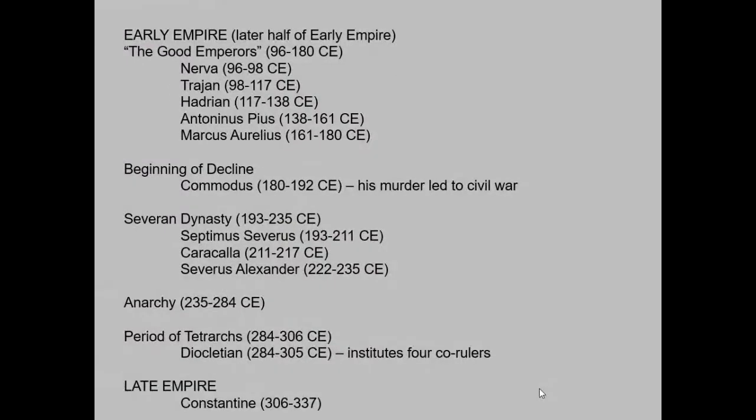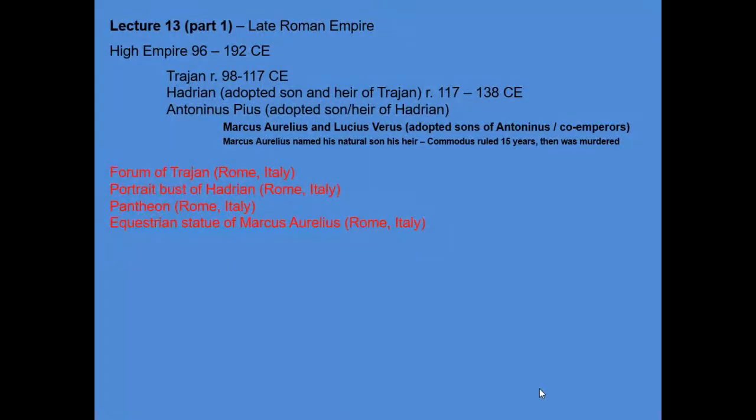Welcome back, everybody. We're now looking at Lecture 13. This is the second lecture on the Roman Empire. So this focuses on the height of the empire and the beginning of the fall of the empire. The main things to be looking out for are items related primarily to Trajan and Hadrian. We're looking at the Forum of Trajan, the portrait bust of Hadrian, the Pantheon, and the equestrian statue of Marcus Aurelius as the pieces to know for the test.